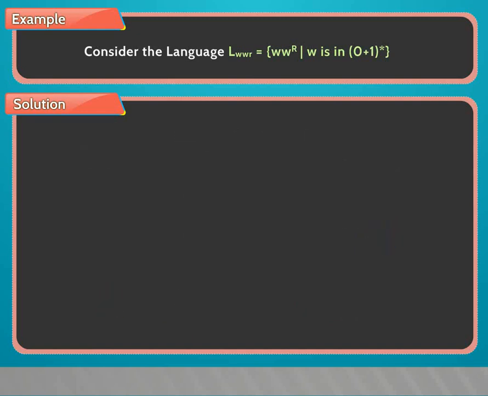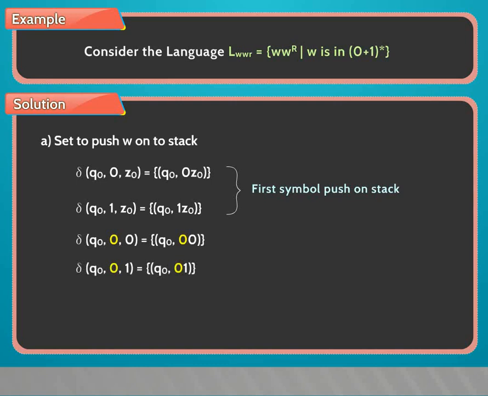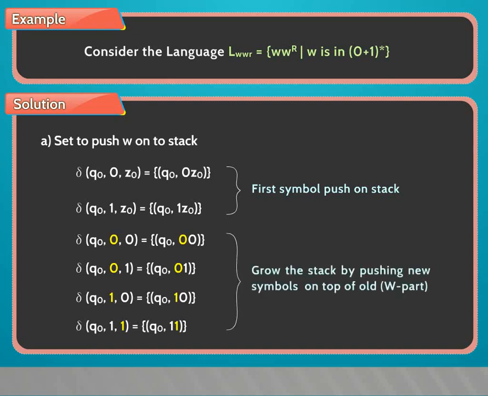the initial state of the PDA, set to push w onto the stack. δ(q0, 0, Z0) = (q0, 0Z0). δ(q0, 1, Z0) = (q0, 1Z0). First symbol pushed on stack. δ(q0, 0, 0) = (q0, 00). δ(q0, 0, 1) = (q0, 01). δ(q0, 1, 0) = (q0, 10). δ(q0, 1, 1) = (q0, 11). Grow the stack by pushing new symbols on top of old, that is the w part.